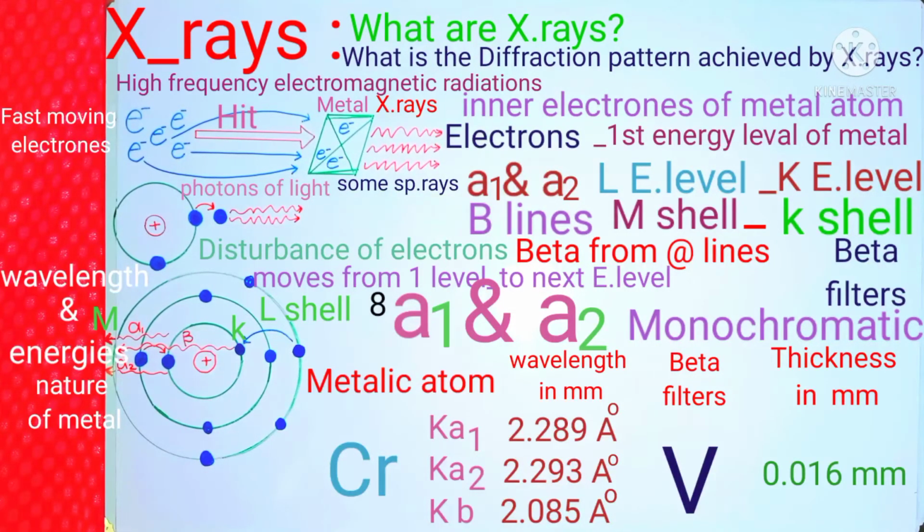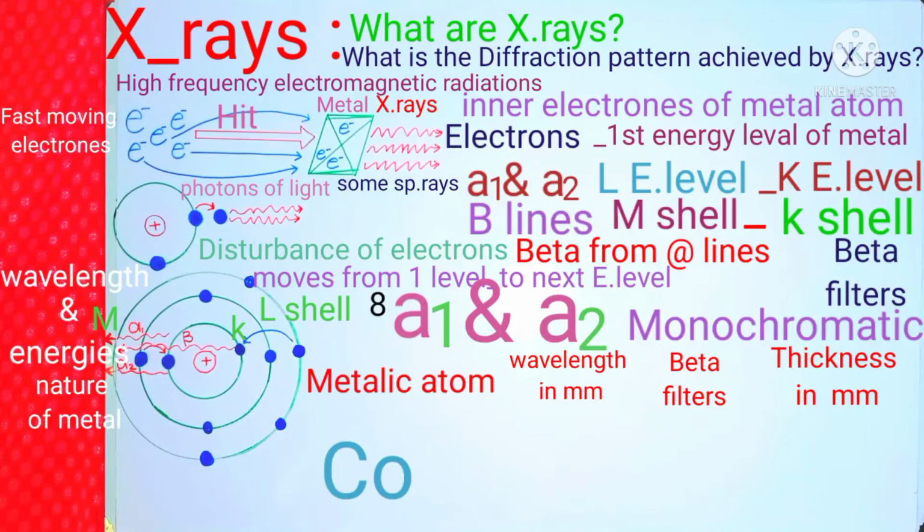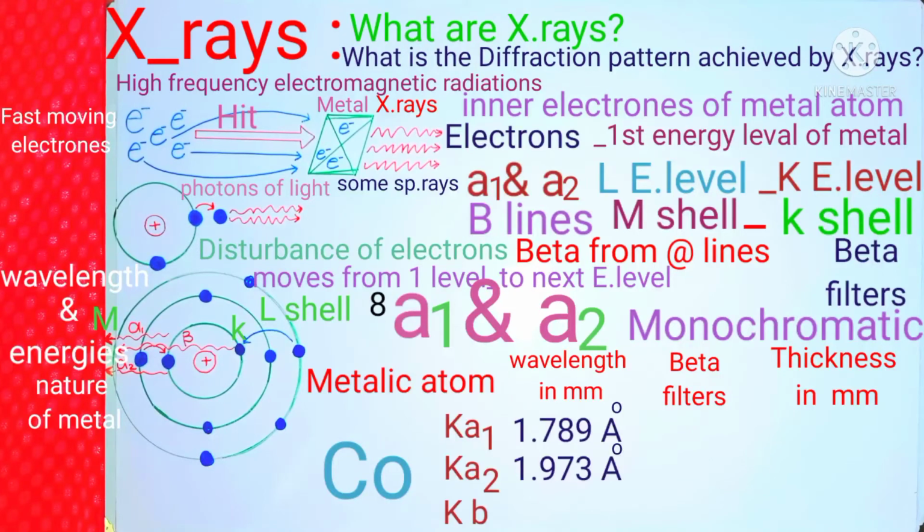Similarly, target metal is cobalt. Its alpha 1 line has the wavelength of 1.789 angstrom. Alpha 2 line has 1.973 angstrom. Its beta line has the wavelength of 1.621 angstrom. Similarly, beta filter of cobalt will be ferrous with thickness of 0.018 millimeter.